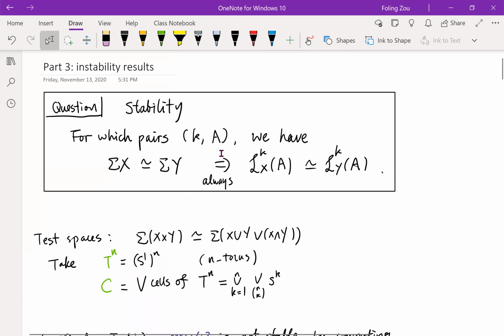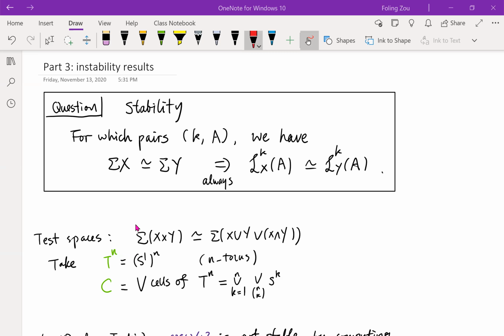Now I will switch my flavor to instability results. So how would someone prove that something like this is not true? They will just come up with examples of X and Y which satisfy this, and then they compute the right-hand side, and they show that these are not equivalent. So the flavor of this part is very different from the previous one. We will be doing a lot of computations with the right-hand side.